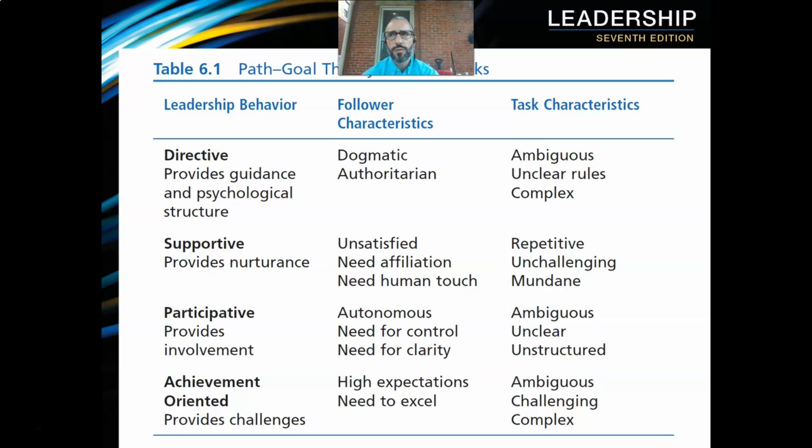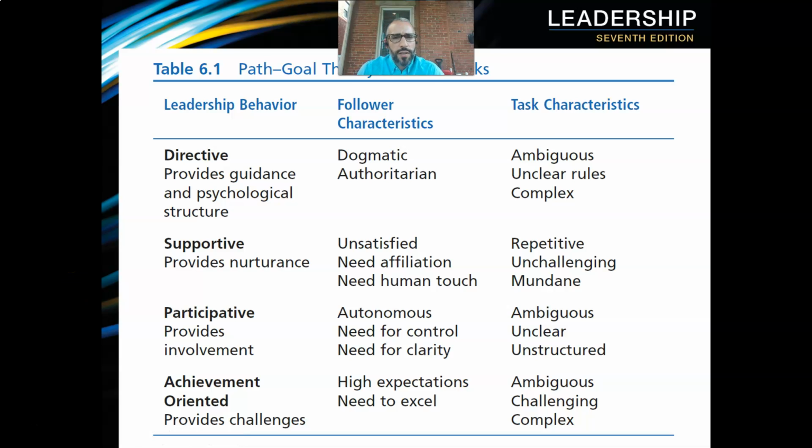And so, using the contingency approach to leadership, well, what's the best way to engage in leadership? Well, it's two things. It's the follower as context, and it's also the task at hand as context. And so it essentially says, hey, if you have these characteristics of the follower, these characteristics of the task, then you should consider directive. Same thing for supportive, participative, achievement-oriented.